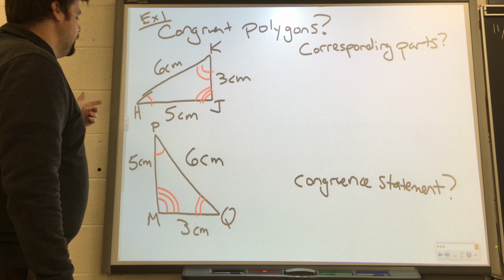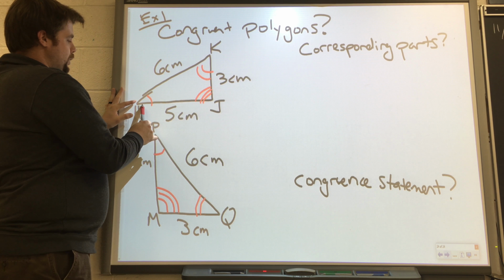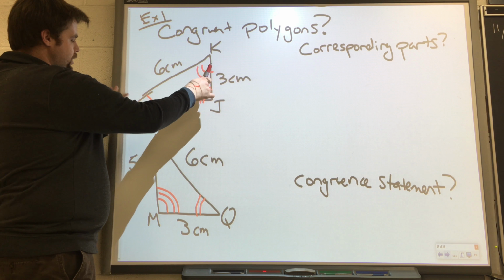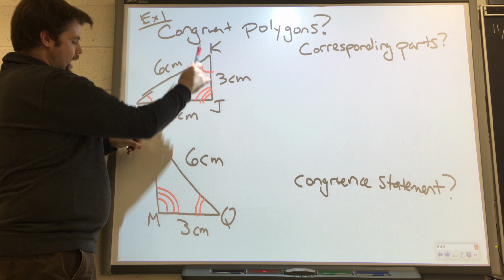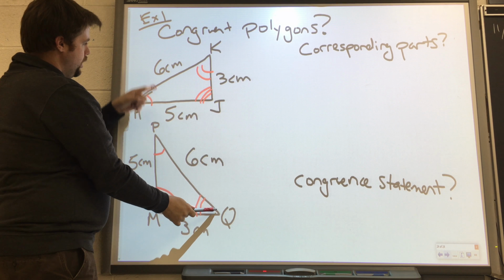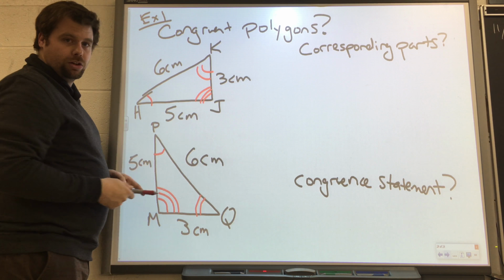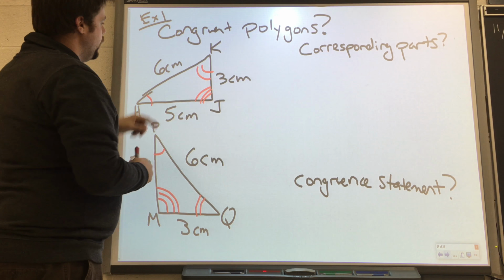Now let's look at the sides. You see a side here that's 6 centimeters? It falls between H and K, and H goes along with P, and K goes along with Q. So this side basically goes from there to there. And this side is 6 centimeters, and this side is 6 centimeters, which means they're congruent. Great.